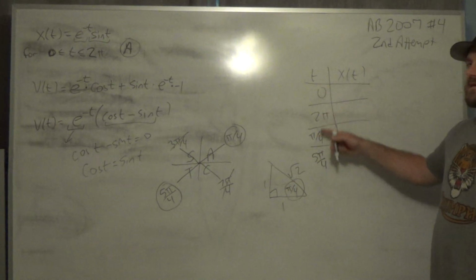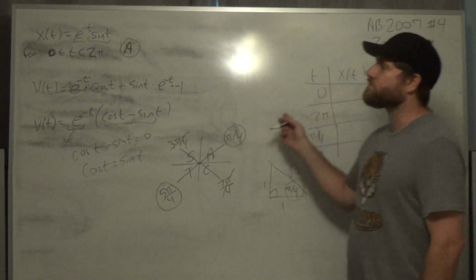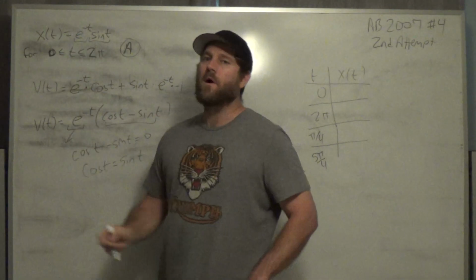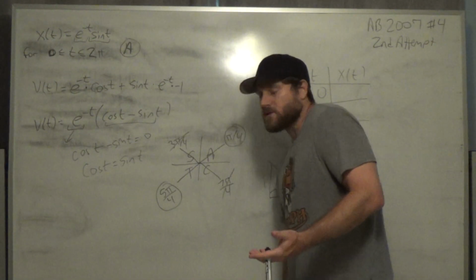And what's going to happen is we're going to take all these different times for our endpoints and our critical points, we're going to plug them back into the position function, and we're going to see where the particle is. And the one that is furthest to the left will be the one that's the smallest number.